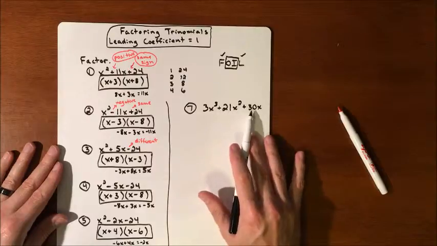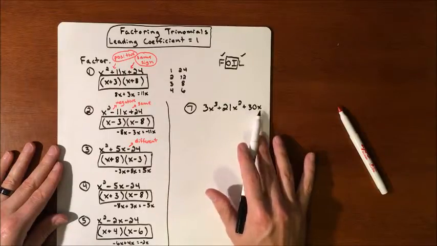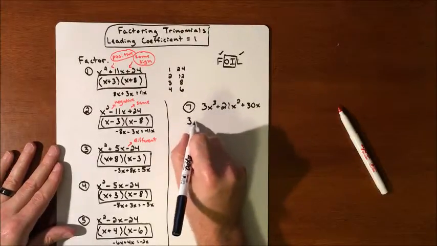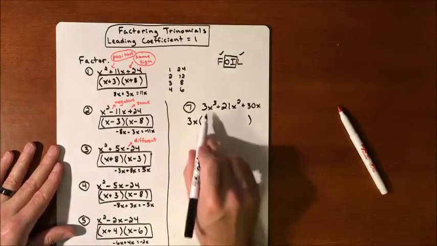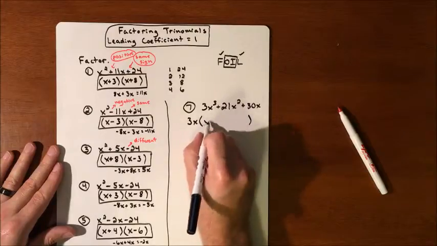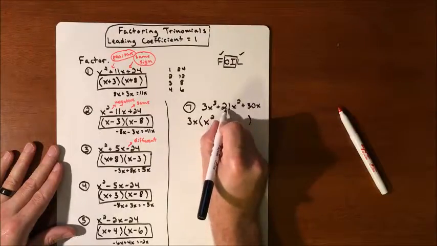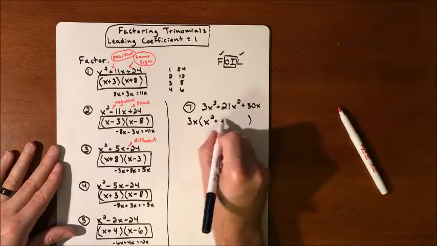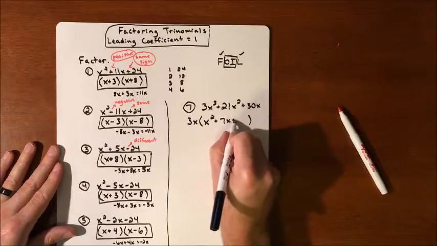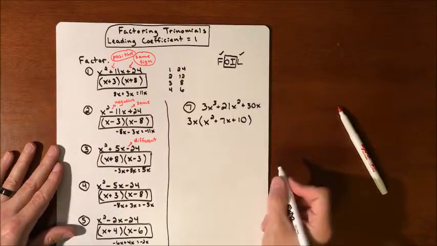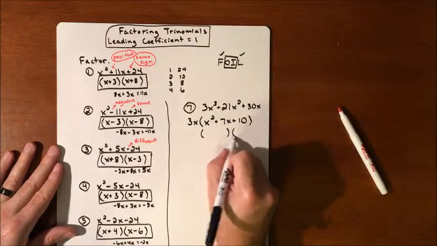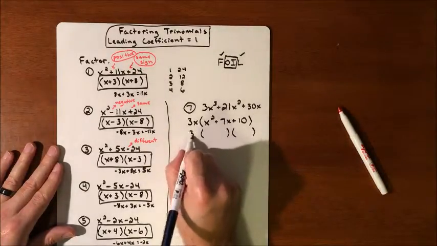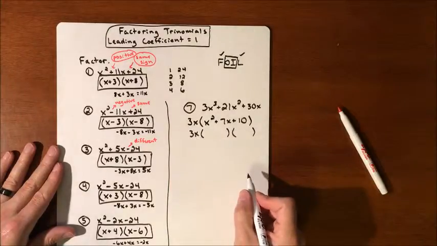We could divide a 3 out of all of the numbers, and we can divide an x out of all of the variables. So we'll factor a 3x out. So that is going to leave us with x squared, and then we'll divide a 3x out of that, so plus 7x, and then plus 10. Okay, so no different than before. Just don't lose your factor that you factored out at the very beginning.